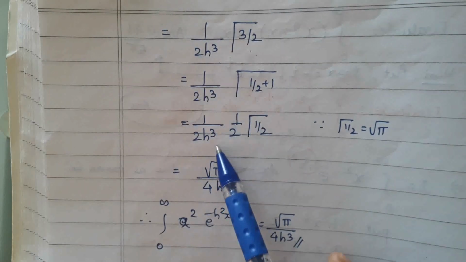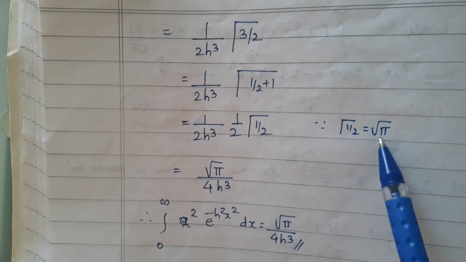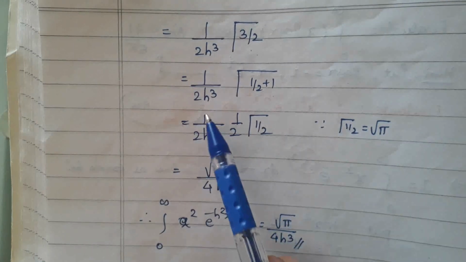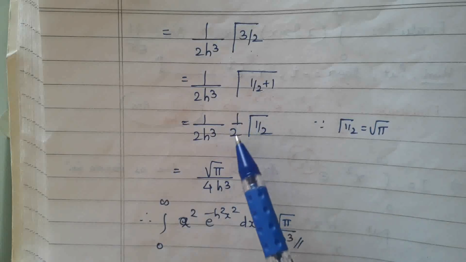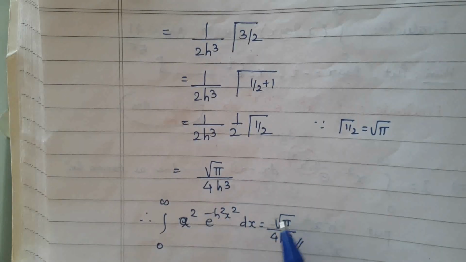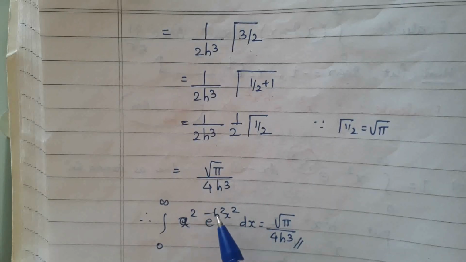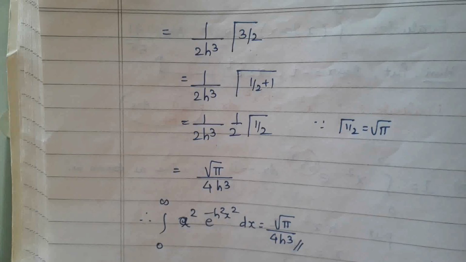1 upon 2h cube as it is. The value of gamma 1 by 2 is root pi. Place this value here: 1 upon 2h cube into 1 by 2. So root pi upon 4h cube. This is the value of this integral by using the substitution h square x square is equal to t.